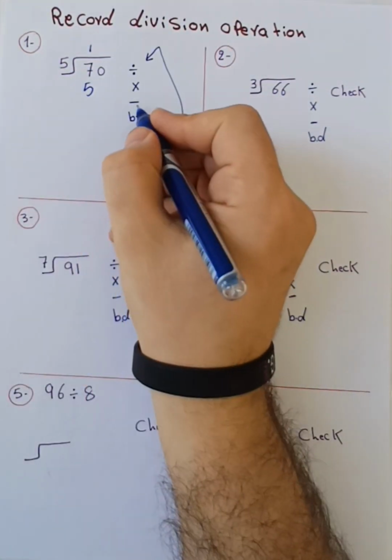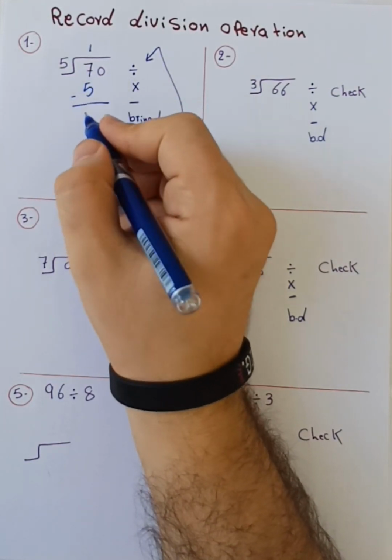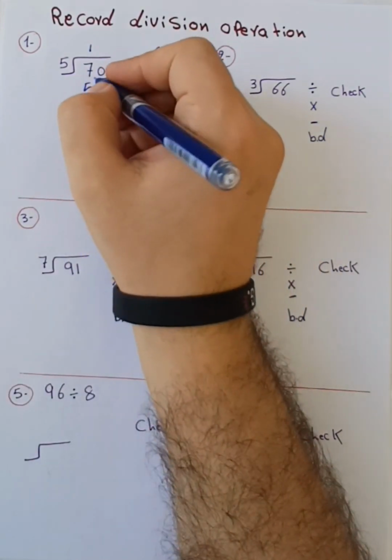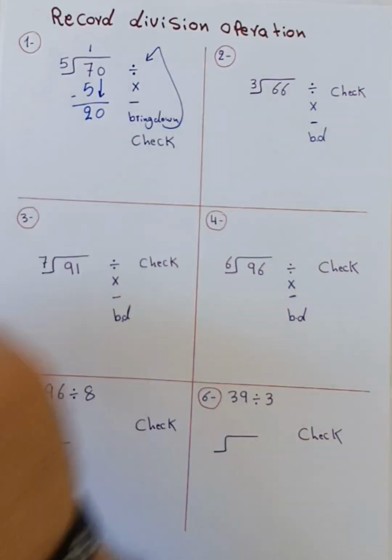After multiply, you have subtract. You have to subtract these two numbers together. 7 minus 5 is 2. After subtract, you have bring down. You have to bring down 0. Now you have 20.